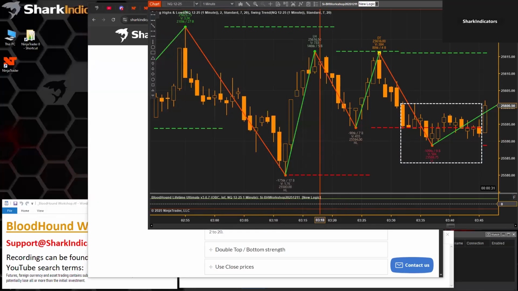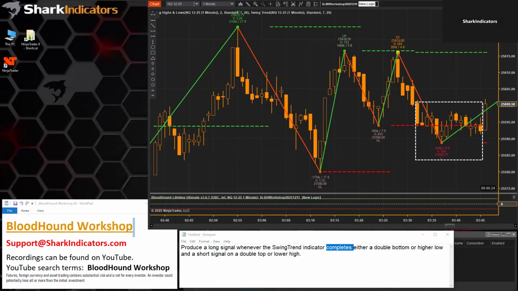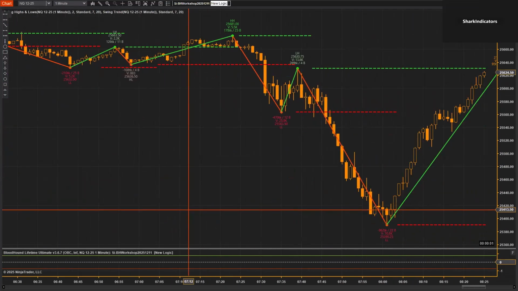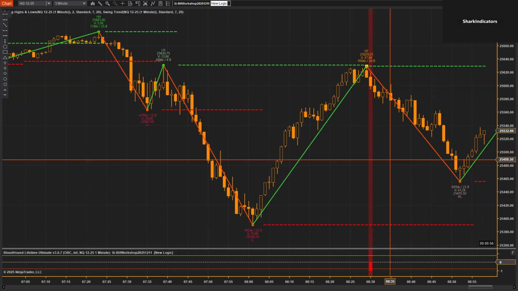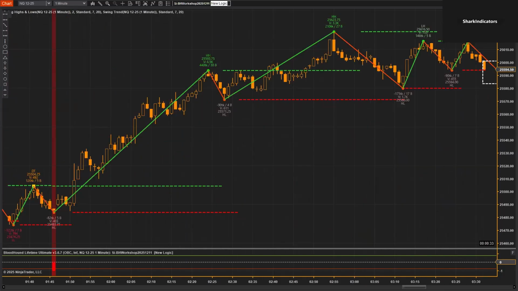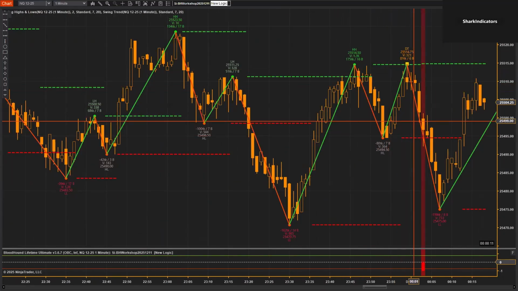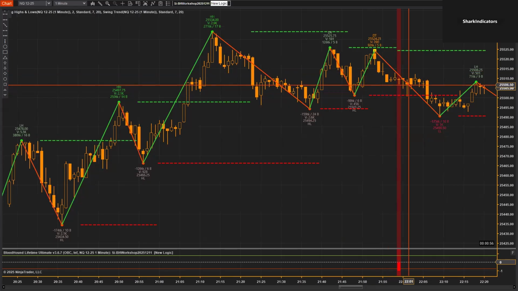And now let's scan through the chart and see what we have. Not that many double tops or double bottoms. All right, there's one, so there's another double top there. There's another double top. There we go, and another double top. All right, another double top.